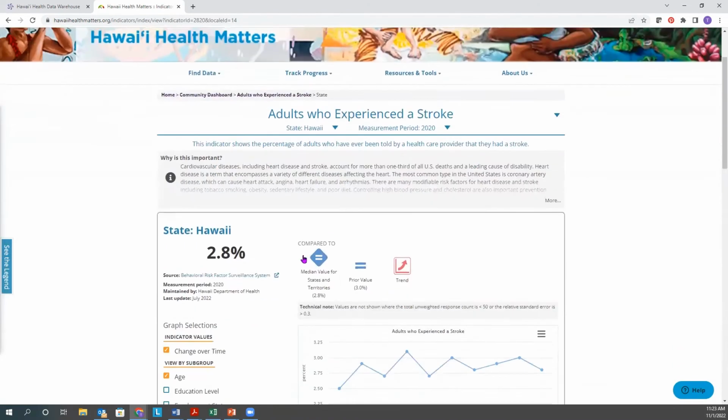So I can look at this and I know that the data is from the Behavioral Risk Factor Surveillance System. So I know that we're going to have that data here. I can do some more work with it. I can see that this is the percentage of adults who have ever been told by a healthcare provider that they've had a stroke. It does not say the age-adjusted percentage. So I know this data is not age-adjusted.